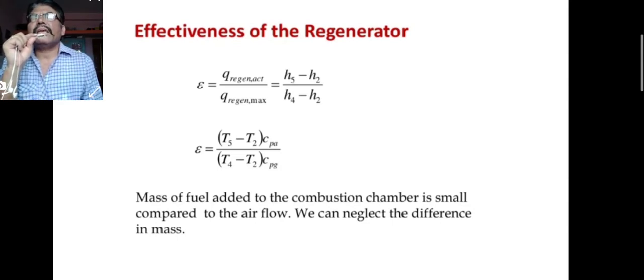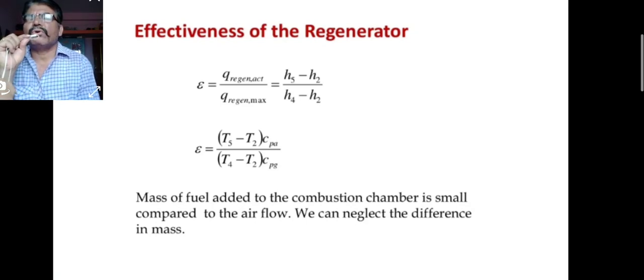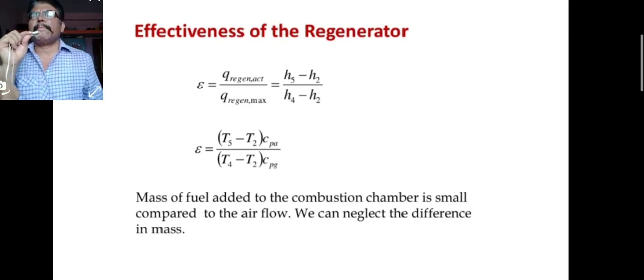The effectiveness of the regenerator, how effectively the regenerator can work, is given by T5 minus T2 times CPA divided by T4 minus T2 times CPG. That CPA is the specific heat of air at constant pressure and CPG is the specific heat of the gas at constant pressure. The mass of the fuel added to the combustion chamber is small compared to the airflow. We can neglect the difference in mass.